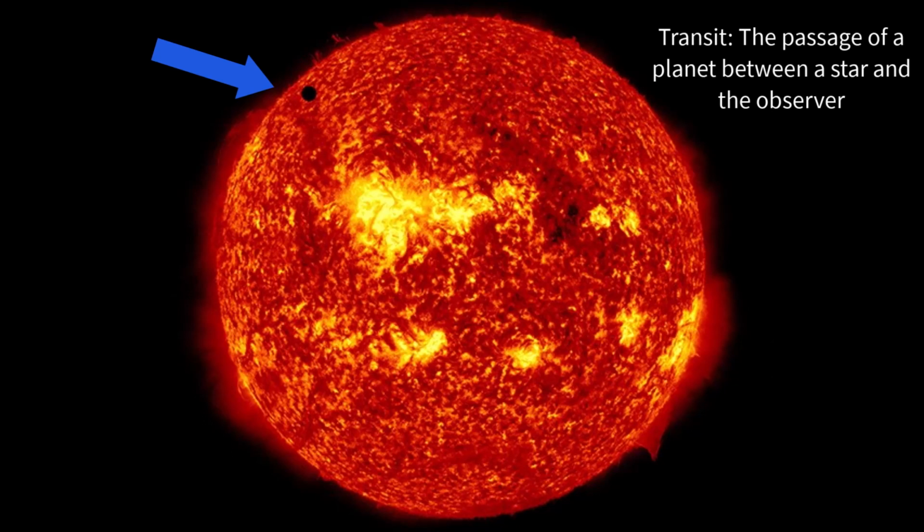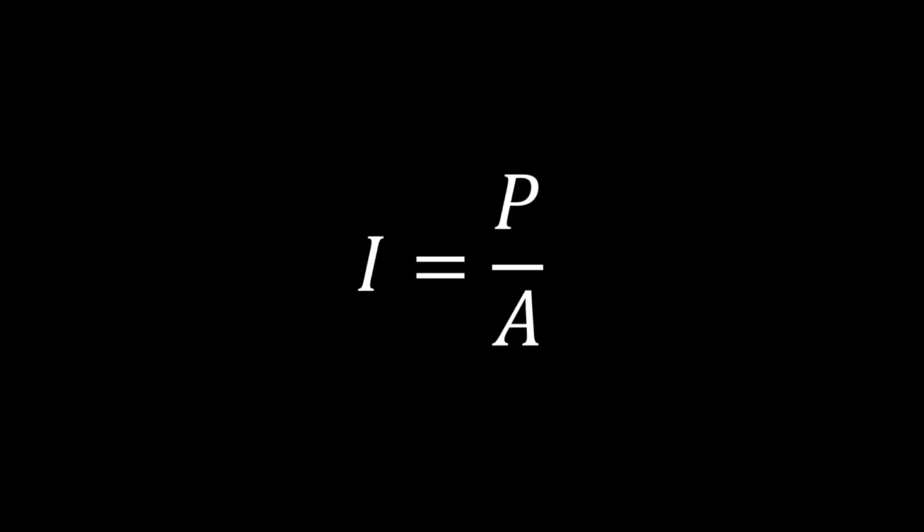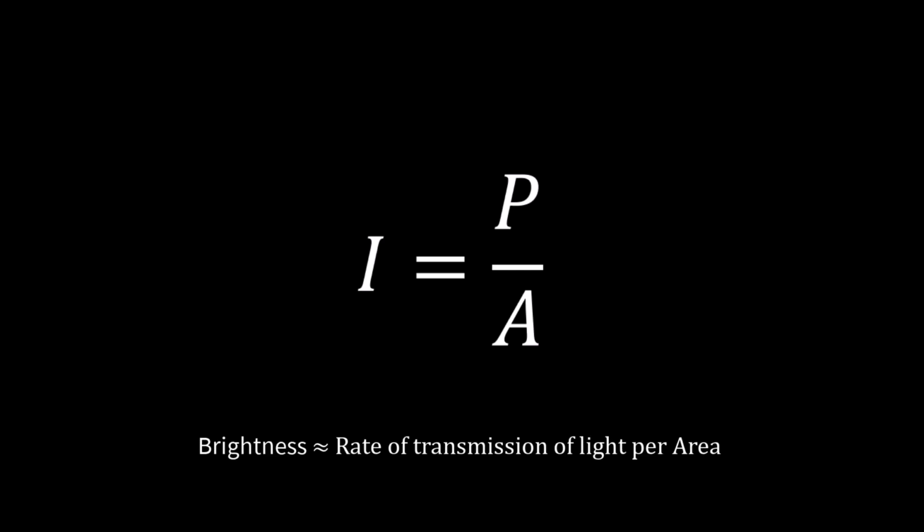As for how the transit method helps us find exoplanets, it has to do with the brightness of the star it orbits, or in more scientific terms, the intensity of the light transmitted to Earth by the star. To clarify, intensity is a measure of power per area, and in the current context, it is the rate of transmission of energy per area of light.